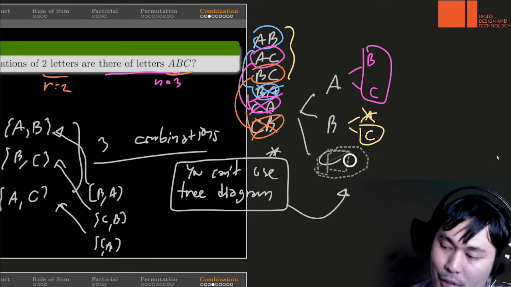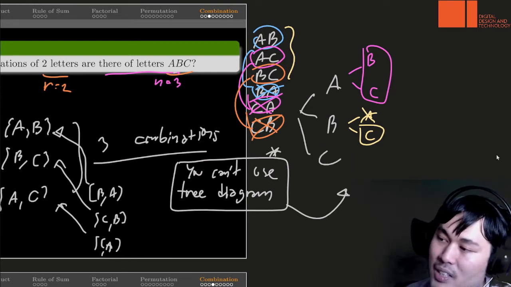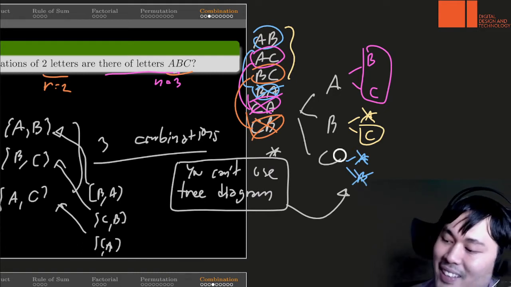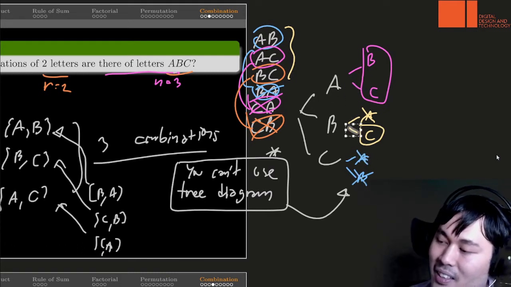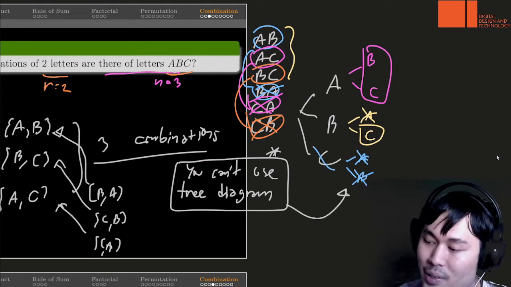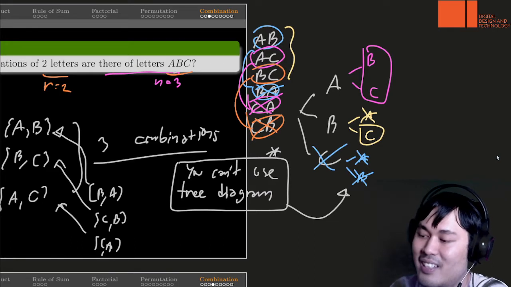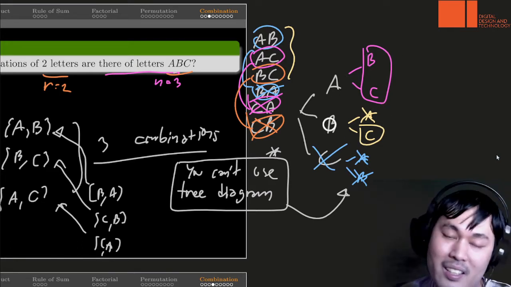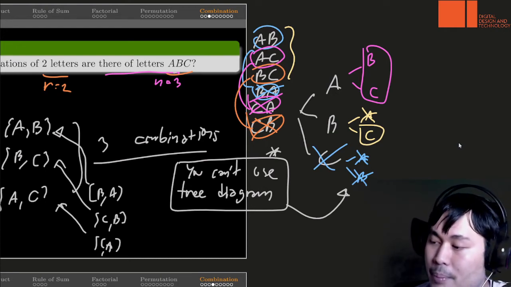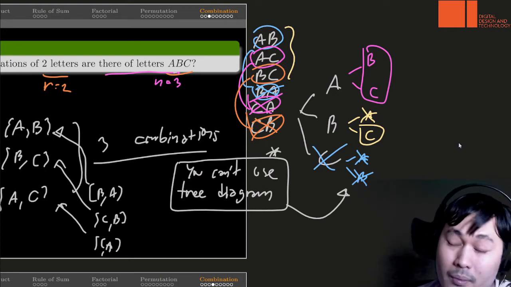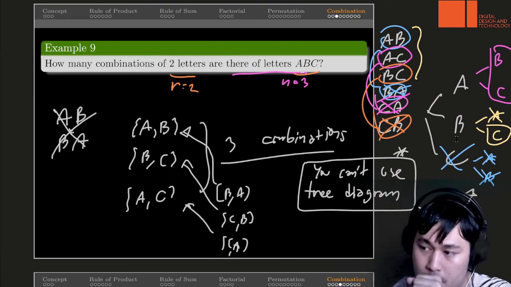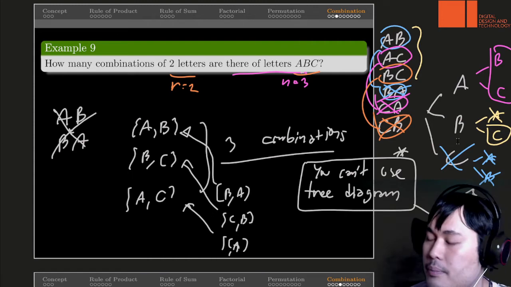And also for C, usually you could choose A or B, but they both fail. CA is already in the first branch, CB is already in the second branch. So in fact, you cannot even choose C in the first place. C has been chosen already somewhere earlier. And so this tree diagram breaks apart, and you have to choose some other method. That's how you make a combination of 2 letters, of 3 letters.